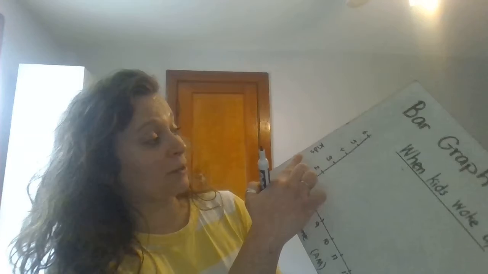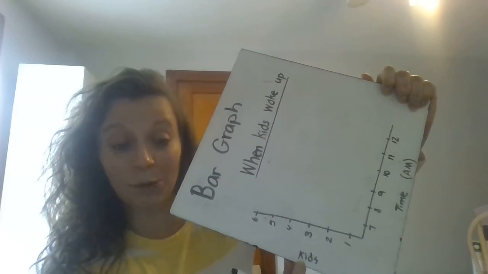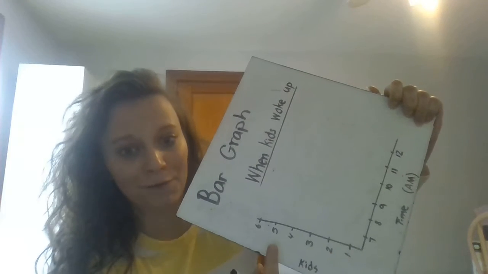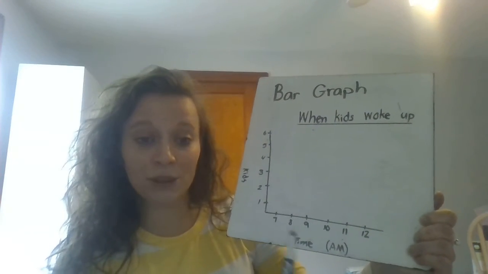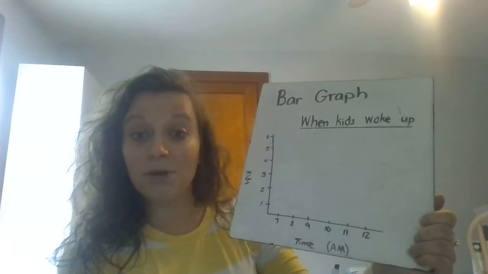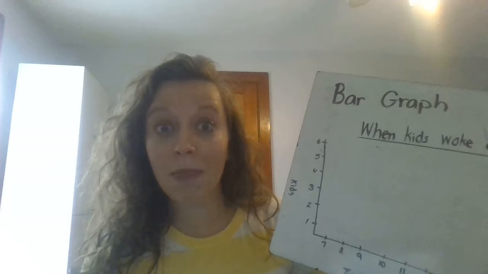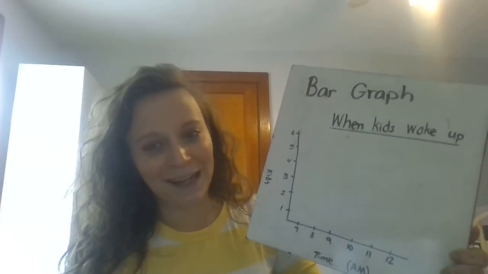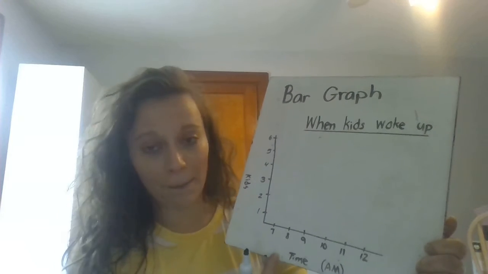So if we look at our side one here, oops, sorry, wrong way. It says kids. So how many kids were we looking at? 1 kid, 2 kids, 5 kids. How many are we counting? And then the bottom numbers are talking about time. And I put AM. Hopefully you're waking up in the AM and you're not waking up at 2 in the afternoon. But these are the 2 things that our axes are looking at. How many kids woke up at each time?